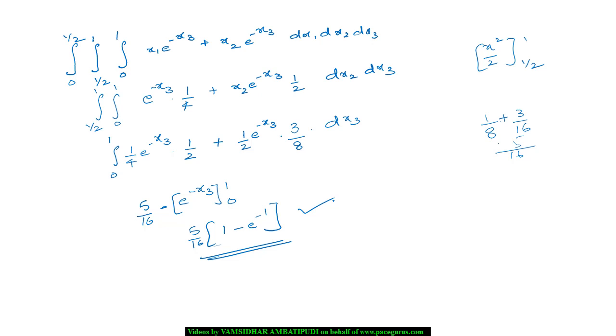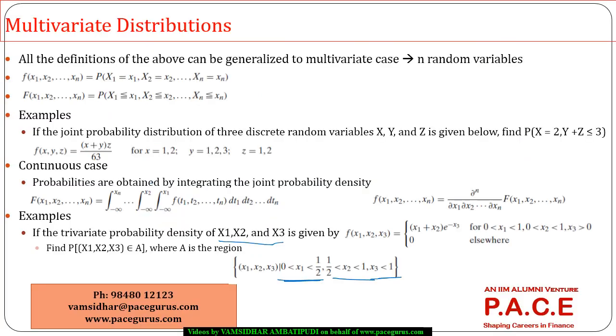If there is some simplification going wrong somewhere, fair enough, but you can very well use your integration skills to solve the problem in a step-by-step manner. All right. So that's how you solve the multivariate distribution. The same bivariate distribution is extended to the multivariate case in this particular manner.